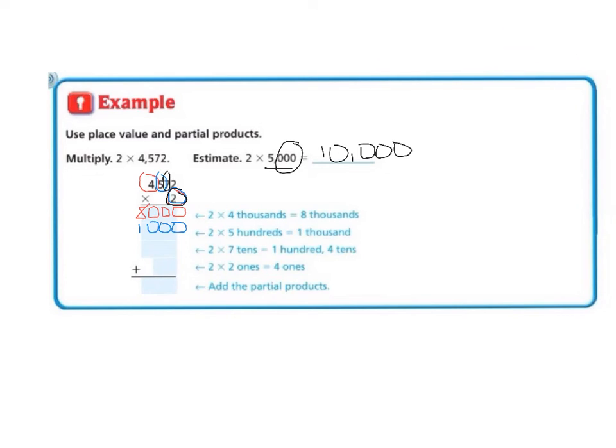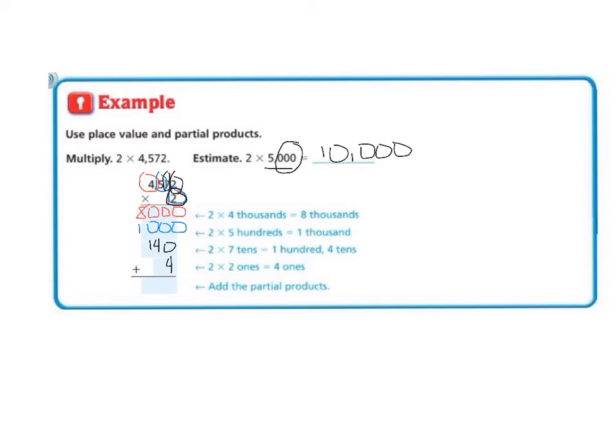2 times 7 is 14, but that's 140 because it's in the tens place, so it has a 0. And lastly, I'm going to multiply 2 by 2, and 2 times 2 is 4. And then I add them all together.